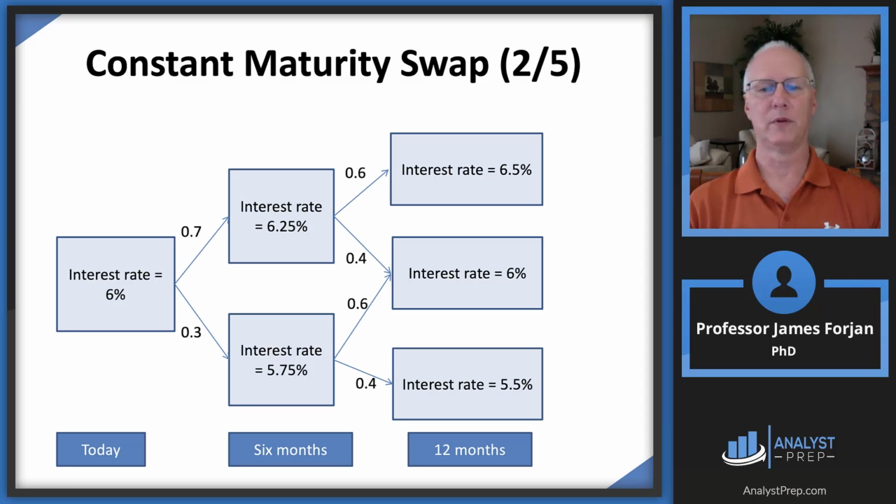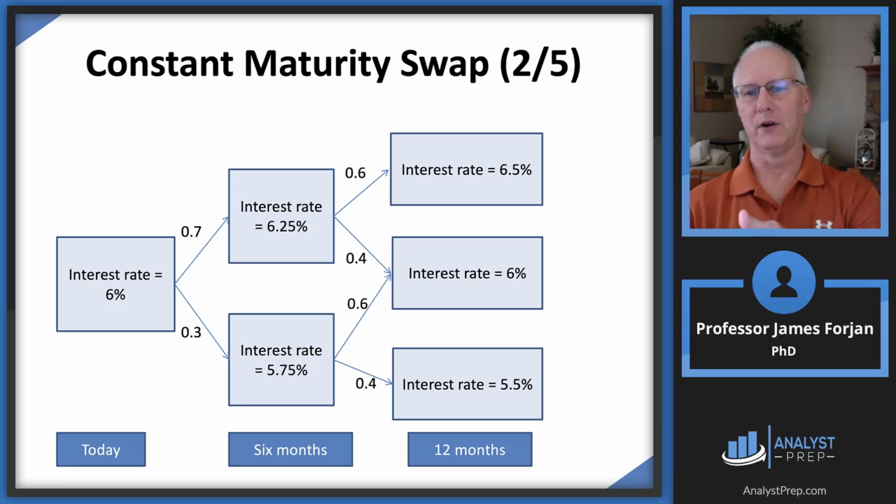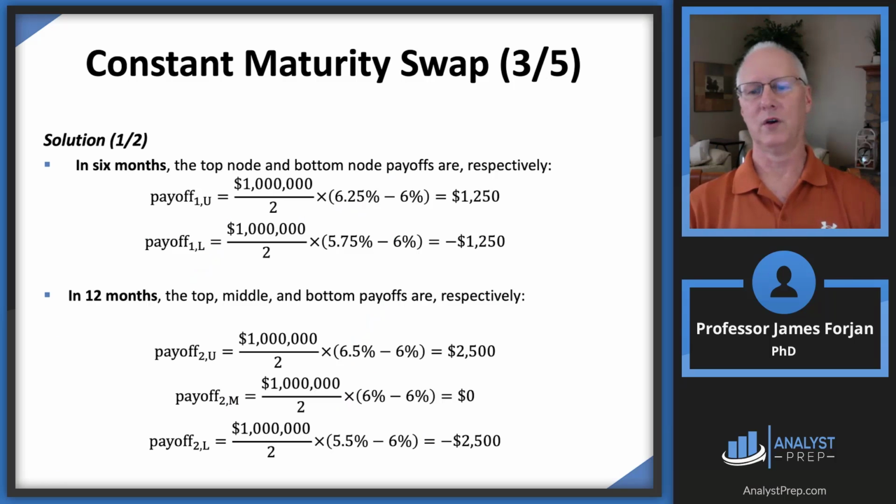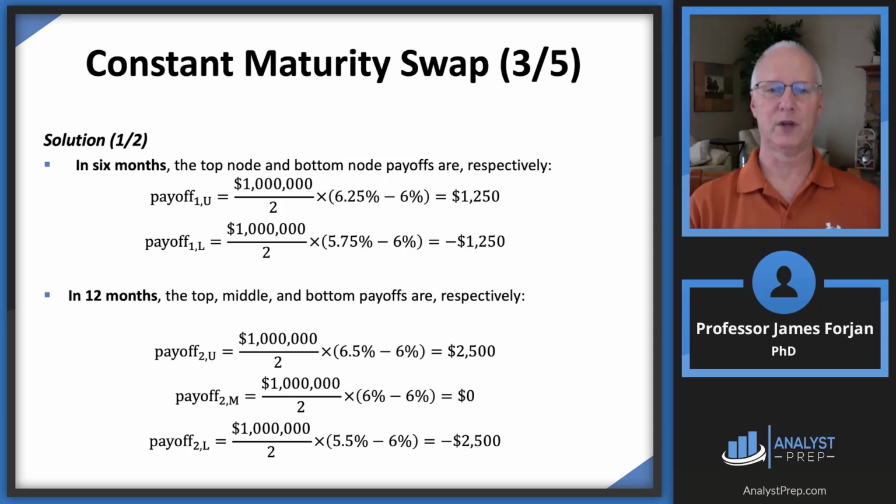And since we're going up, let me go back here. Since we've gone up by another 25 basis points, these numbers are going to be the same. All right, so in 6 months, we either have a positive 1250 or a negative 1250. In 12 months, we either have a positive 2,500 or a negative 2,500, or we have zero. If the 6% and the 6% are the same number, then there's no payoff, right? That's $0. Think of that as kind of like an at-the-money call option.